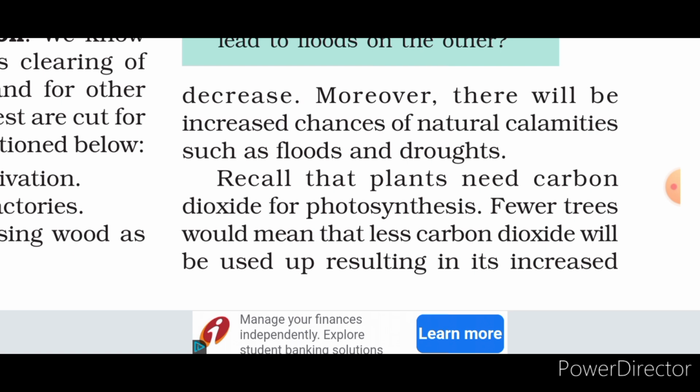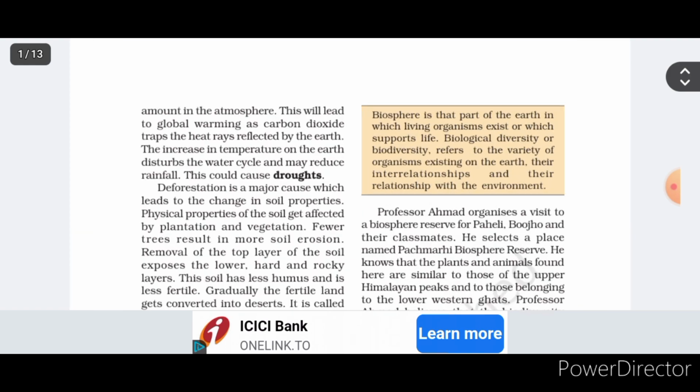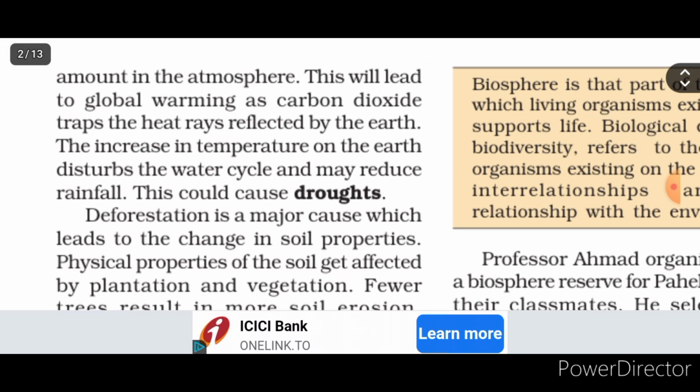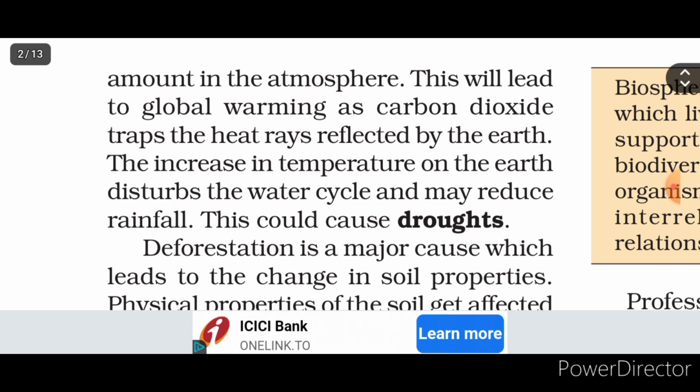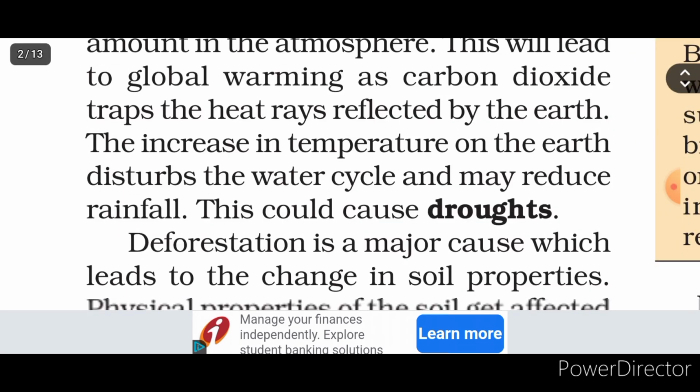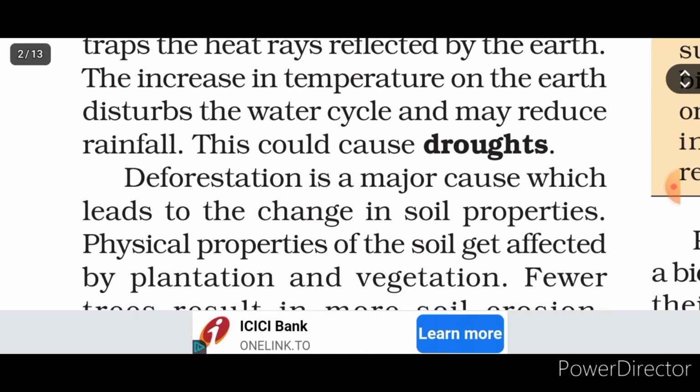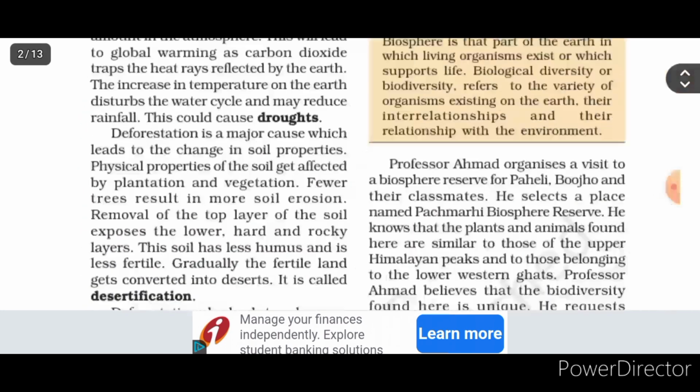Recall that plants need carbon dioxide for photosynthesis. Fewer trees would mean that less carbon dioxide will be used up, resulting in its increased amount in the atmosphere. This will lead to global warming as carbon dioxide traps the heat rays reflected by the earth. The increase in temperature on the earth disturbs the water cycle and may reduce rainfall. This could cause droughts.